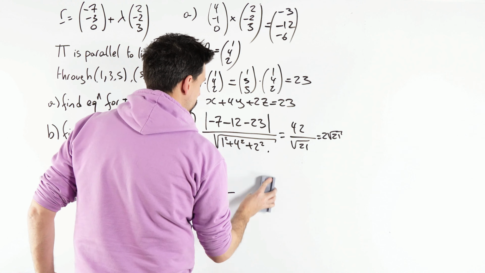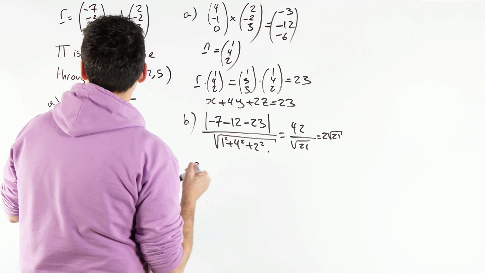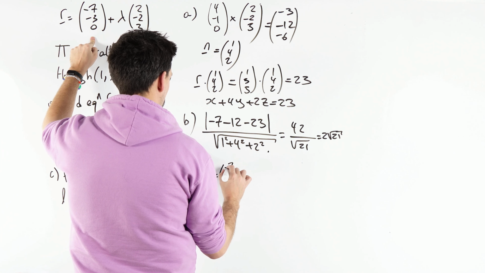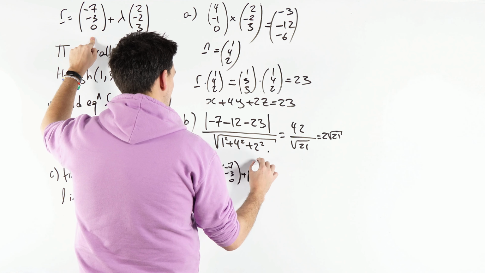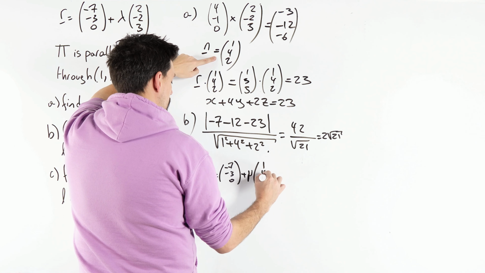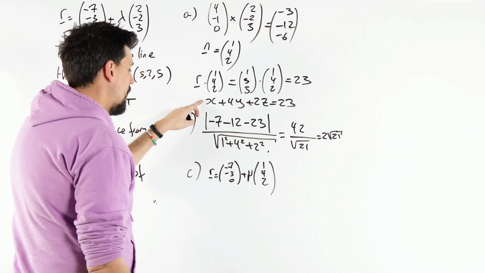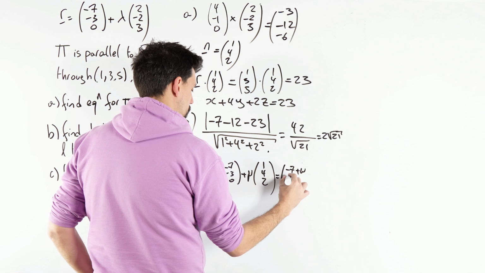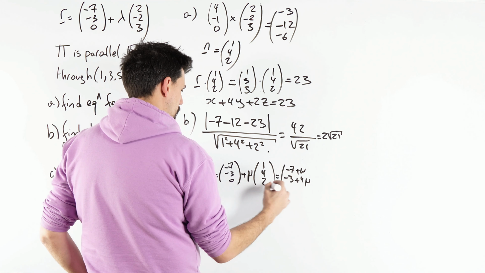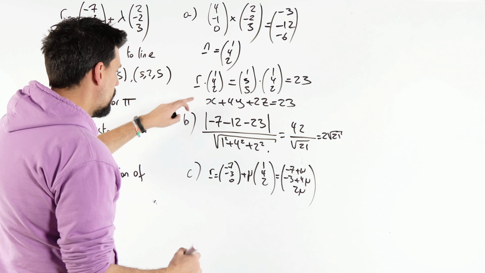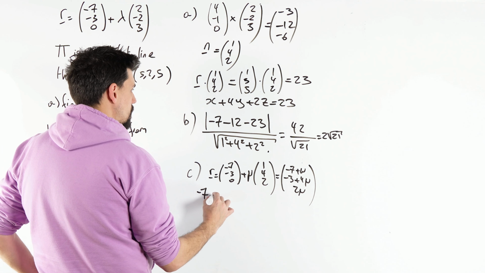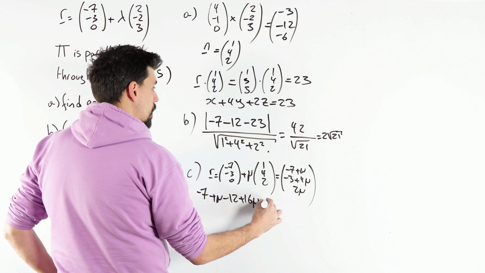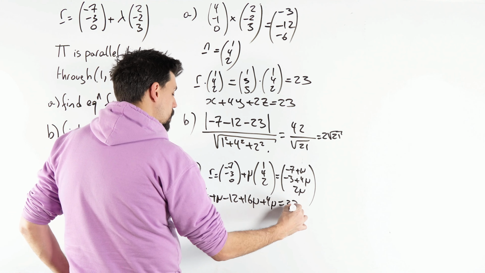Here's how I do it. We first of all create a line that goes through this point and goes along this direction vector. And we're going to make it intersect with that plane. So we're going to make it intersect with this plane. So minus 7 plus mu, minus 12 plus 16 mu, plus 4 mu has to equal to 23.